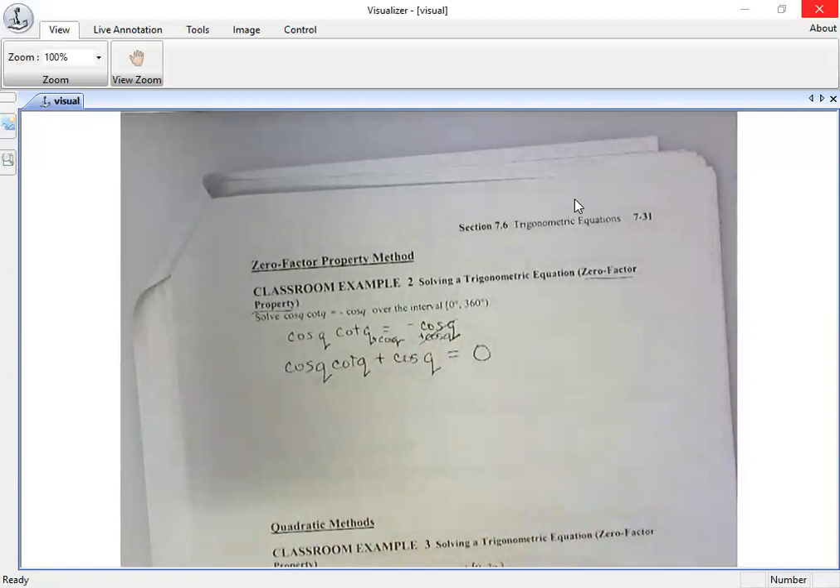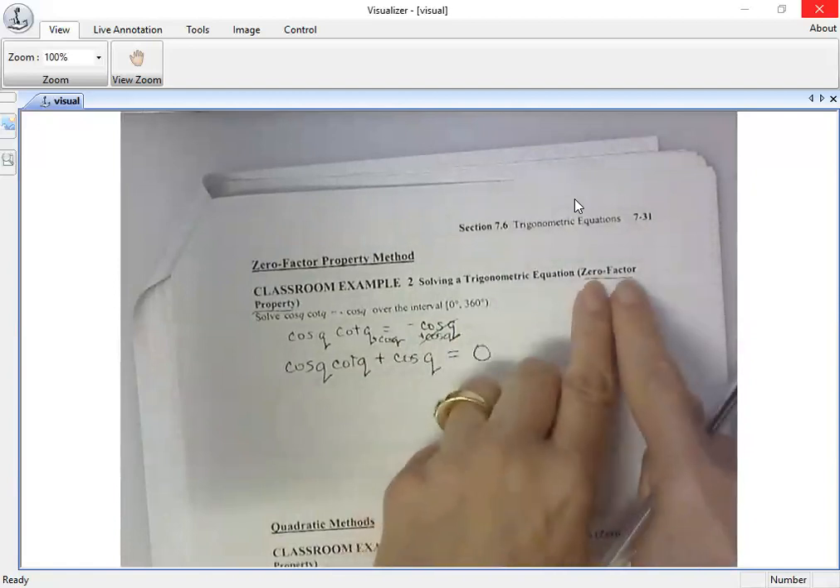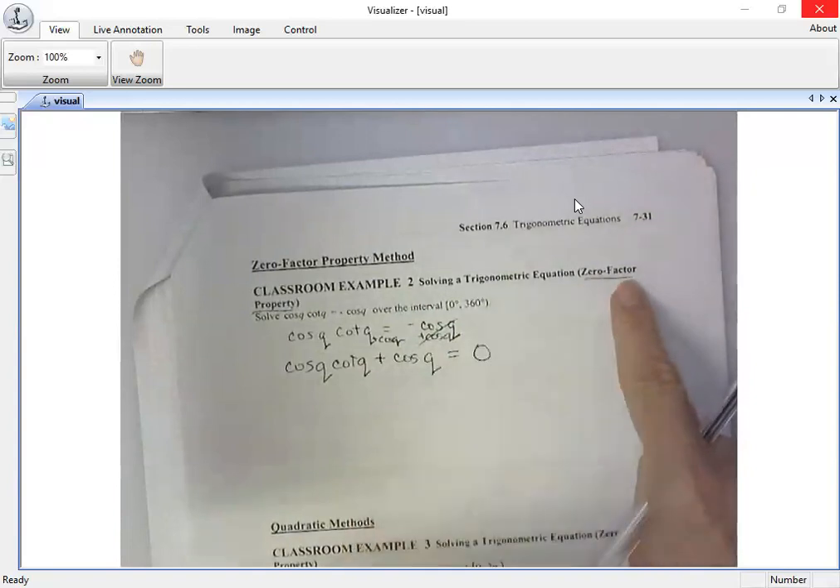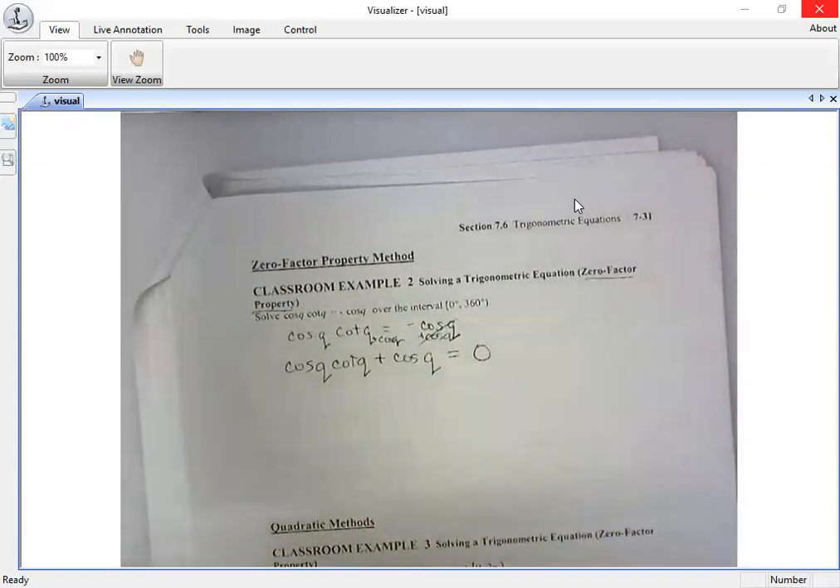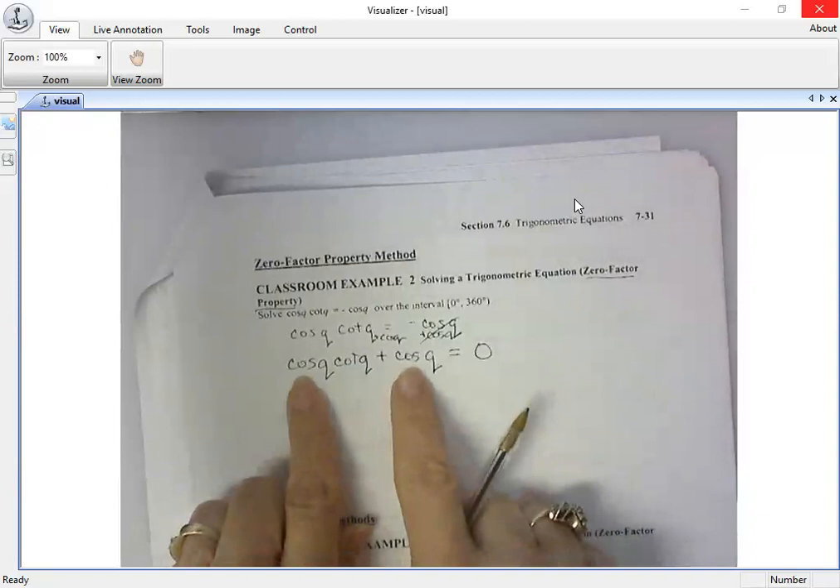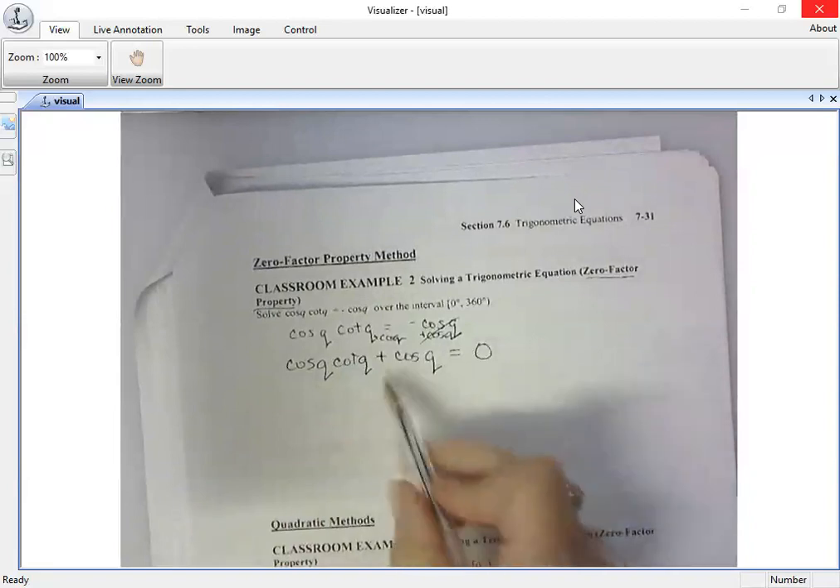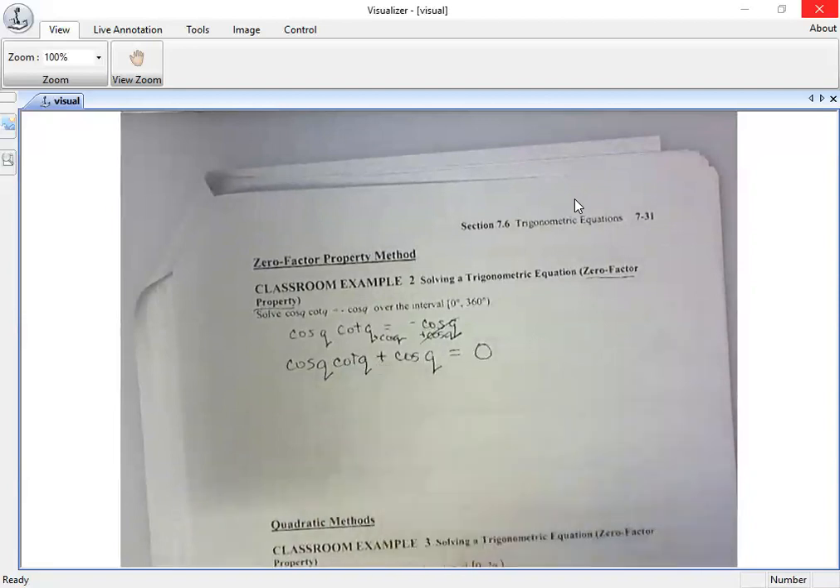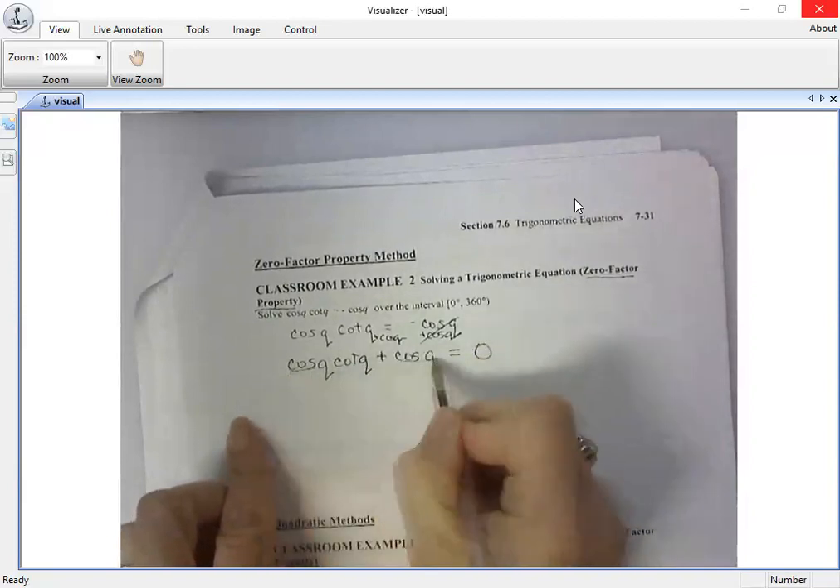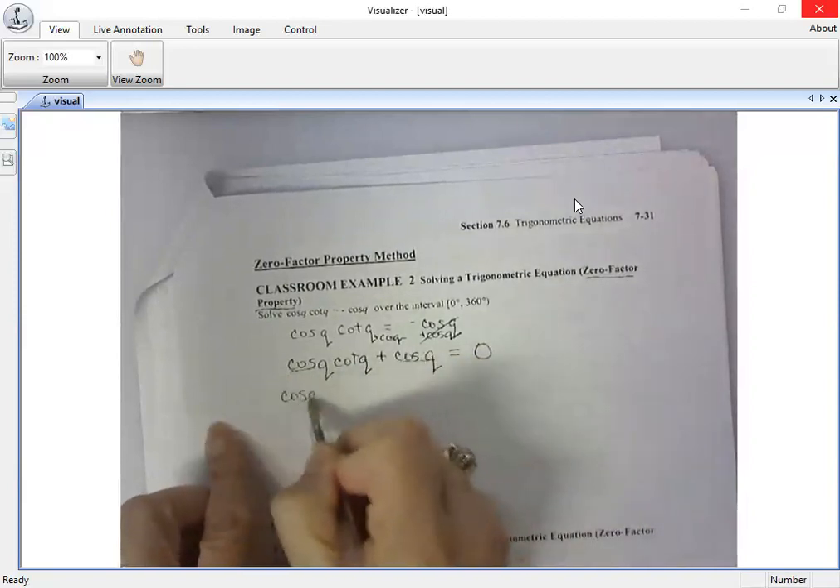Now, my suggestion was, if we can get this to factor, remember this times this equals 0 means either this or the other factor would have to equal 0 for this to be true. So look at this. Do you see first of all, how many terms are here? 2. Terms are always separated by plus signs or minus signs. So do I have a common factor? There you go. I can factor out cosine of angle Q as a common factor.